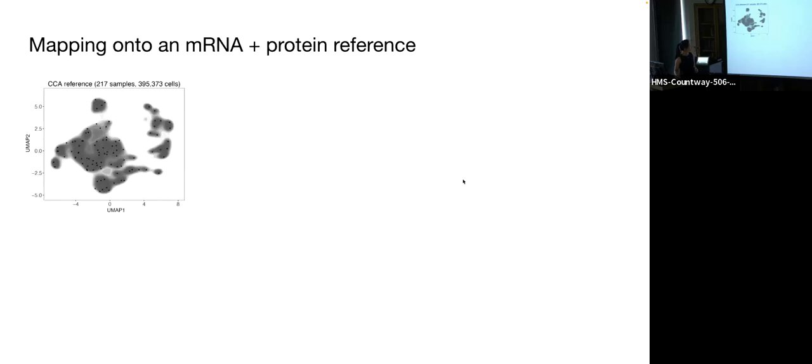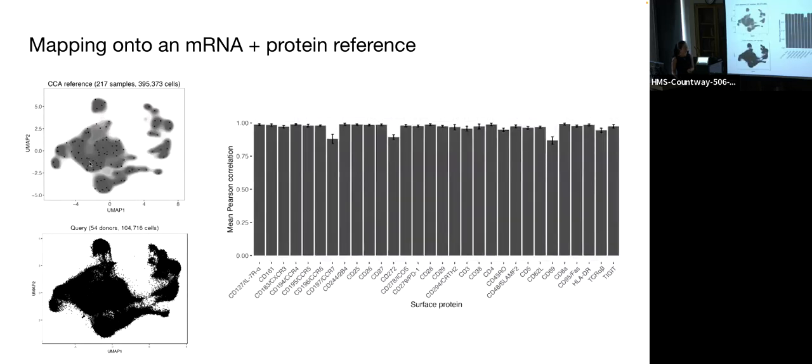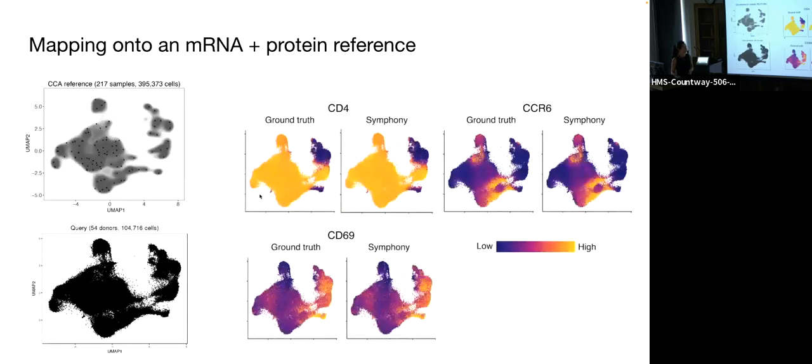Here's an example of surface protein measurements for CD4 and CD8 in these T cells. What we did is we built a reference using both the mRNA and protein information in CCA. And then we mapped in the query cells using their RNA data alone. Once the query and the reference are in the same embedding space, we can predict the protein expression for each query cell based on its nearest reference cells. We did this across the 30 surface proteins and found very good correlation between the predicted surface protein measurements and the actual true measurements. And here are 3 examples of proteins where we have the ground truth measurements and then the Symphony-predicted measurements transferred from the embedding.